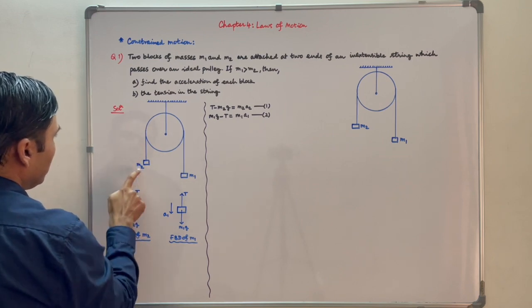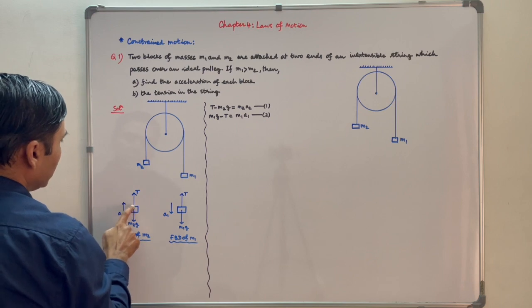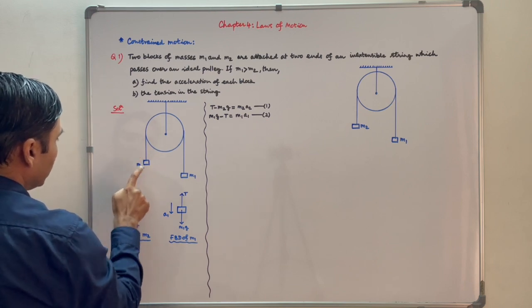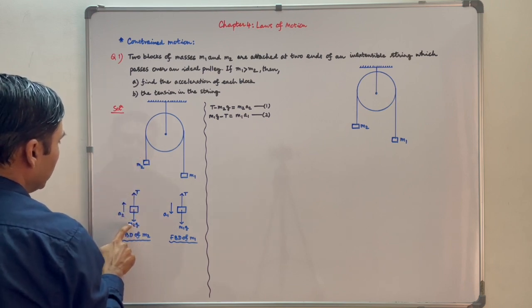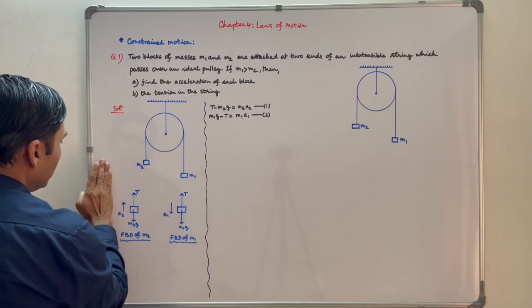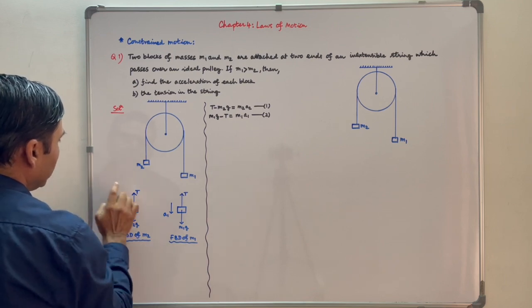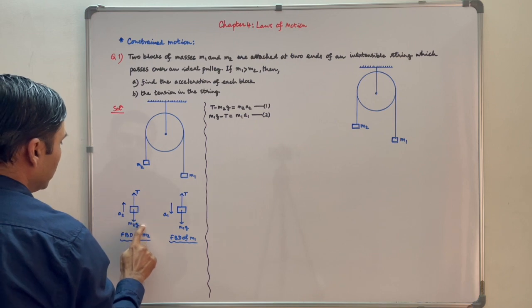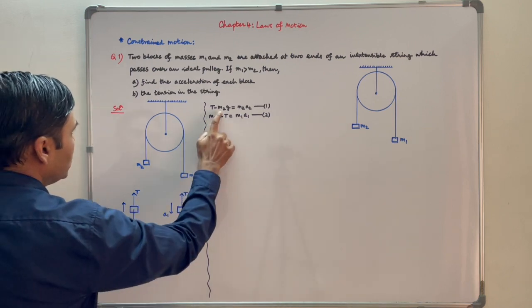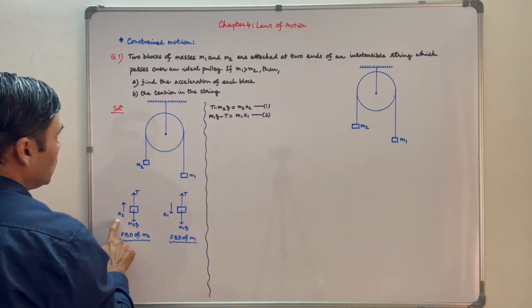This is the free body diagram of block m2. T is working upwards due to the string. m2g is its weight. Since this block is moving up, the net force will be upwards, and that will be T minus m2g. So T minus m2g will be equal to m2a2.